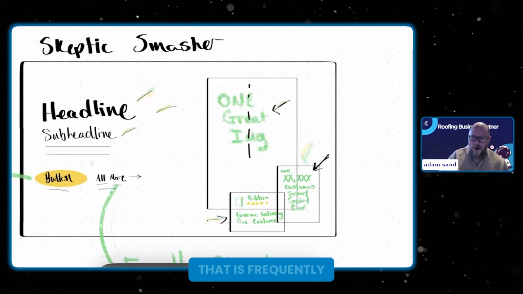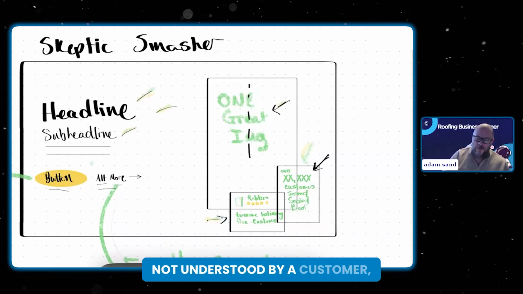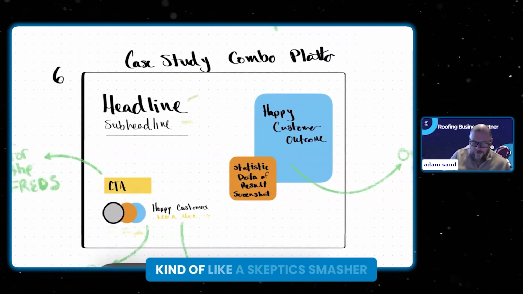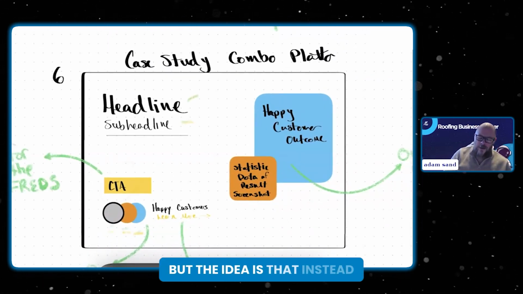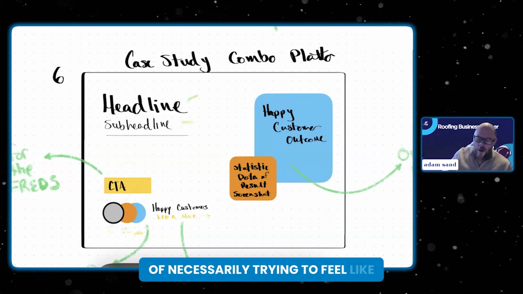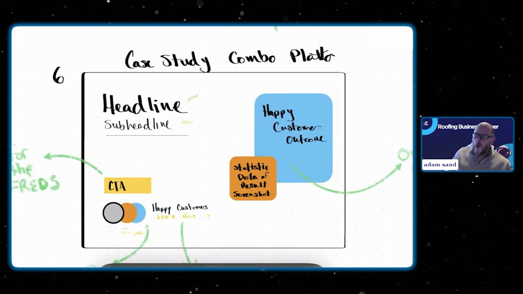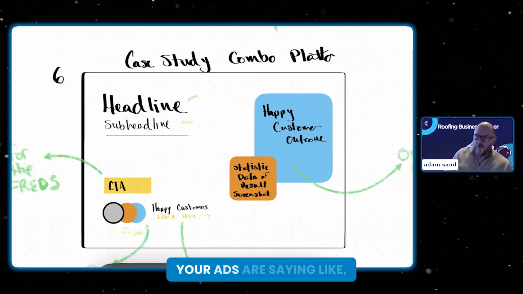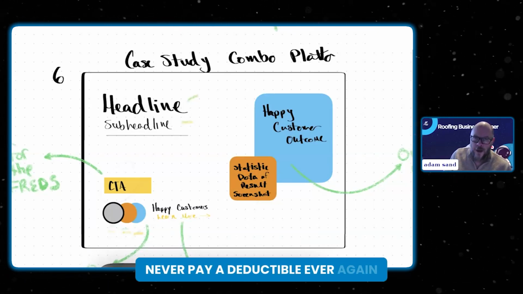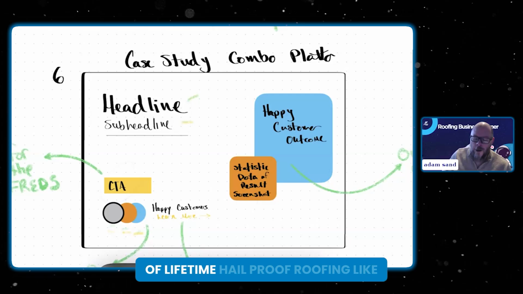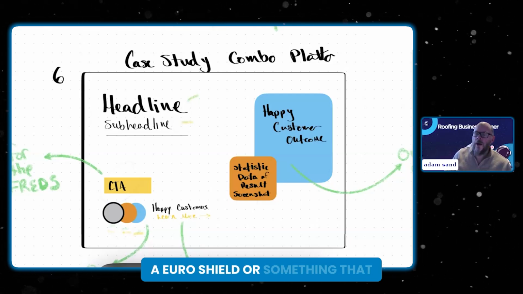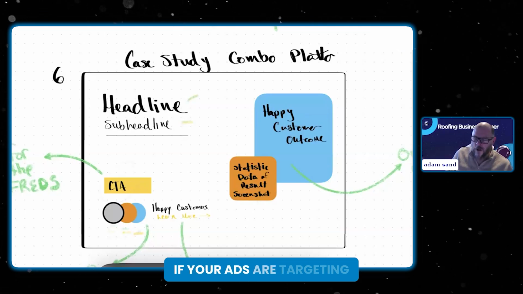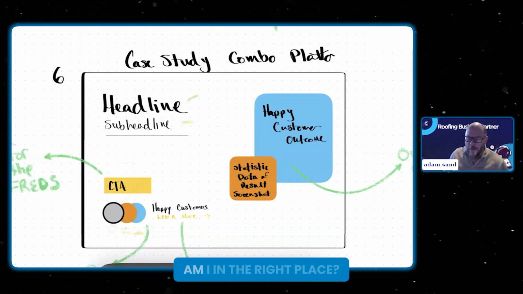If you're selling something that is frequently not understood by a customer, then send them here. So this is the case study combo platter. Kind of like a Skeptic Smasher in a way, but the idea is that instead of necessarily trying to convince them, they want to know, is this for me? So if your targeting is really good, your ads are saying like, never pay a deductible ever again. And you're talking about some kind of lifetime hail-proof roofing, like a Euro Shield or something that purports itself to be a hail-proof roof. Well, then if your ads are targeting the right people, people might want to say, am I in the right place?